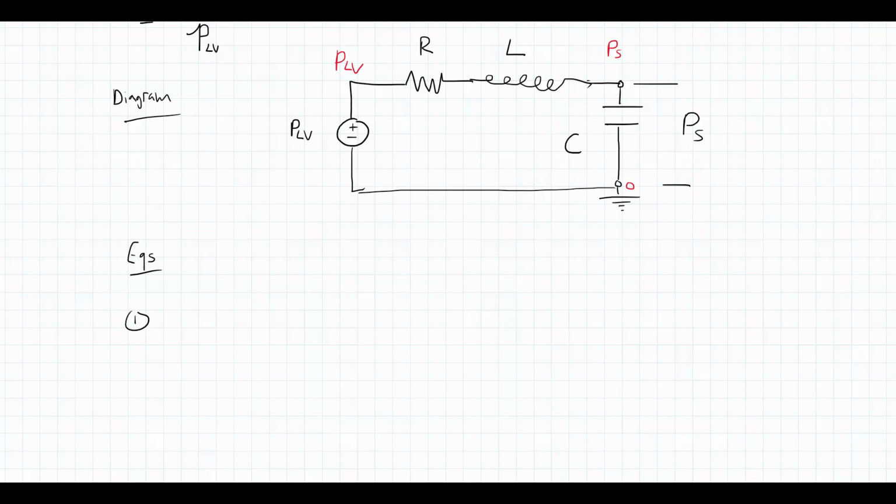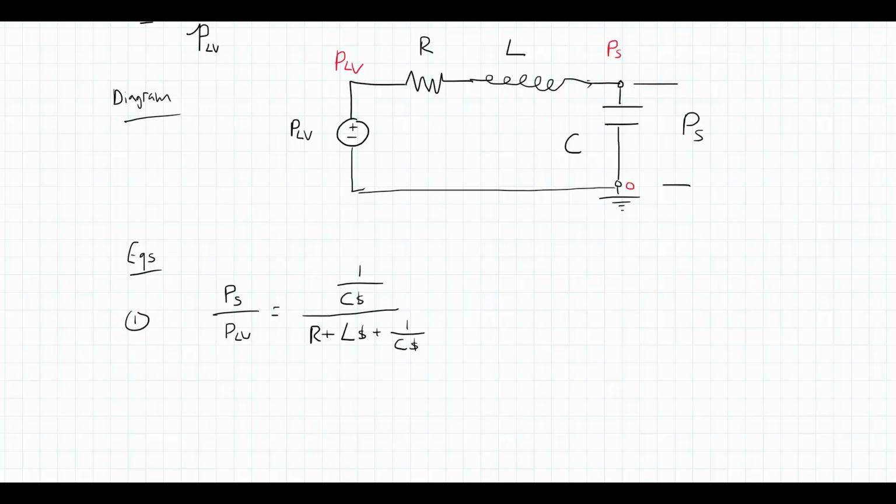So the equation, actually we can do this in a single equation because we could just use the voltage divider rule. So that's going to tell us that PS over PLV is going to be equal to the impedance across PS, which will be 1 over C times S, over the impedance from PLV to 0. So we can add that together. These are all in series, R plus LS plus 1 over C times S.